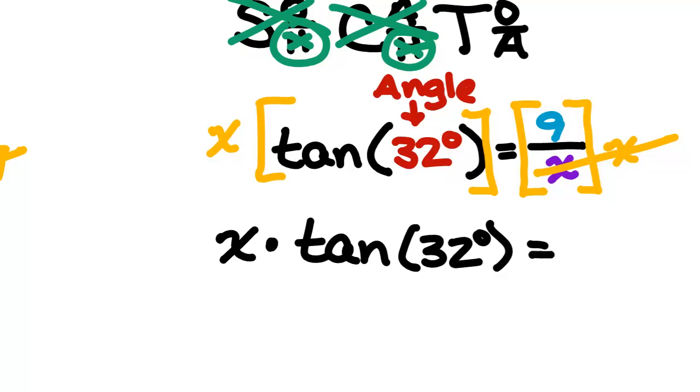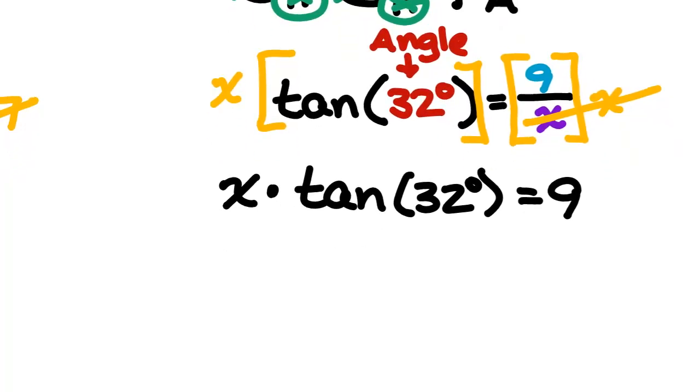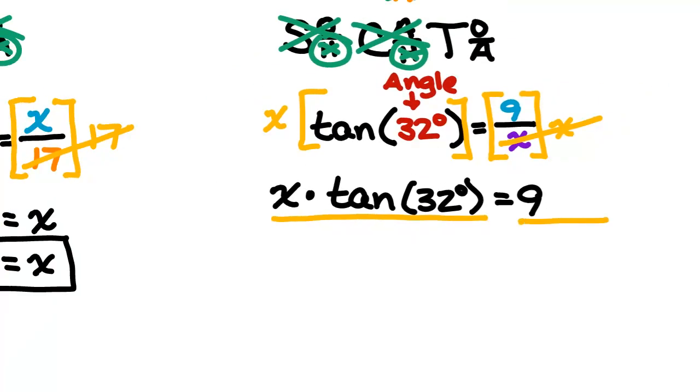Do I have x all by itself now? No. What operation is going on between the x and the tangent? Multiplication. How do we undo multiplication? With division. If you do it to one side, you have to do it to the other side. So we're going to divide both sides by the tangent of 32 degrees.